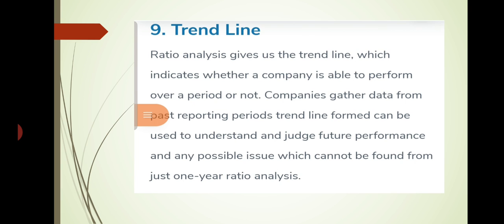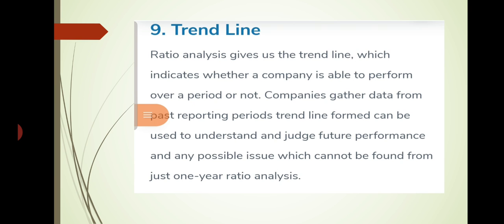Ratio analysis gives us the trend line, which indicates whether the company is able to perform over the period or not. With the help of the trend line you can easily identify the performance of that particular financial institute in the present compared with the past. Companies gather data for past reporting periods. The trend line can be used to understand and judge future performance. It not only shows your past performance, but also helps you forecast your future plans. This is the concept given here.